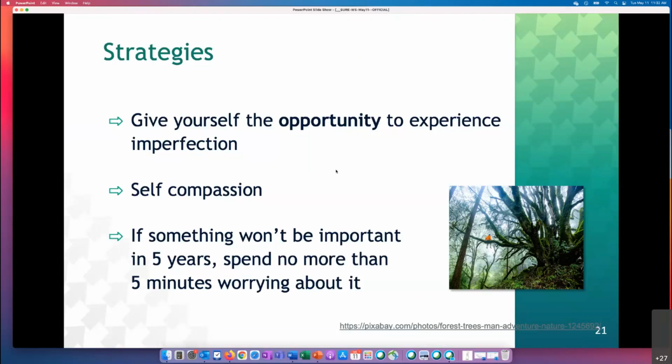Another interesting idea that a student actually said this year when coping with the pandemic challenges is, if something isn't important in 5 years, don't spend more than 5 minutes worrying about it. That's maintaining a perspective.